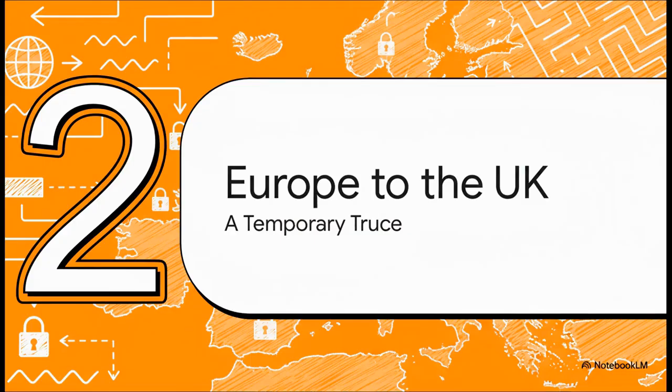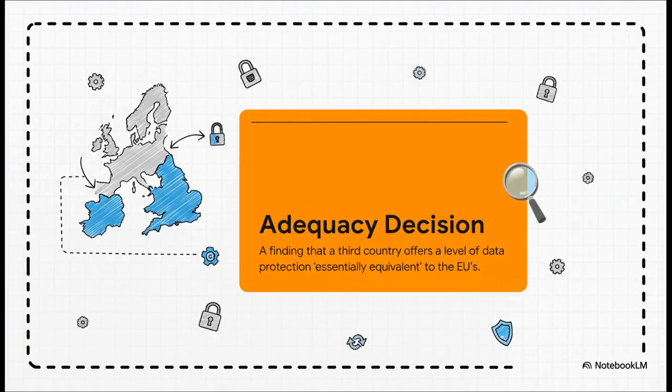Okay, let's trace our first route on the map: data moving from the European Union into the UK. For a long time, this was a huge question mark, a big point of uncertainty. But the EU did come up with a solution, for now anyway. And that solution is something called an adequacy decision. This is basically the EU giving a country a big thumbs up. They're saying, yep, your data protection laws are strong enough that they're pretty much equivalent to ours. And when a country has adequacy, data can flow freely, almost like the good old days.